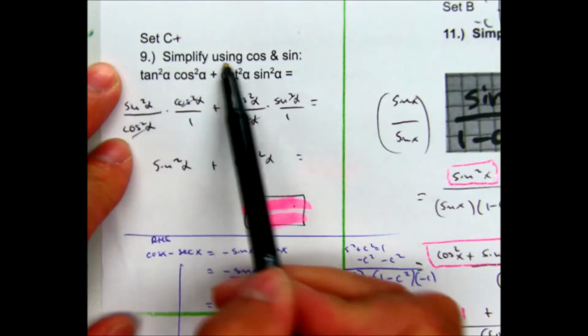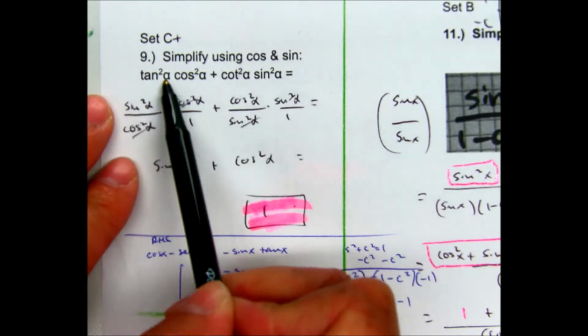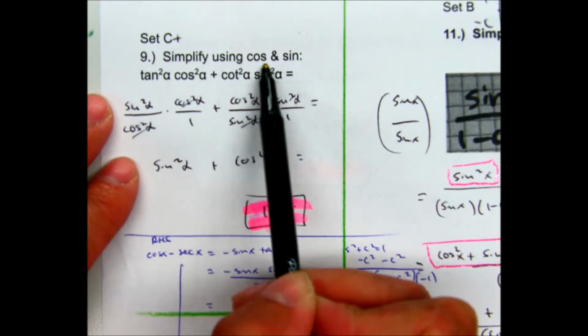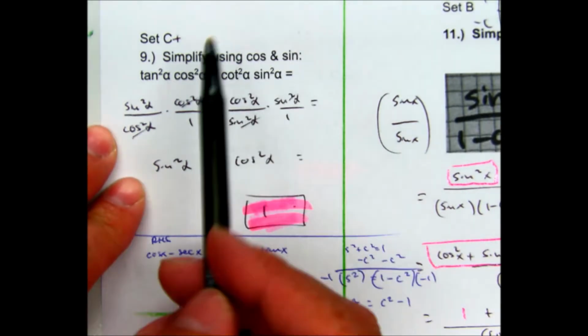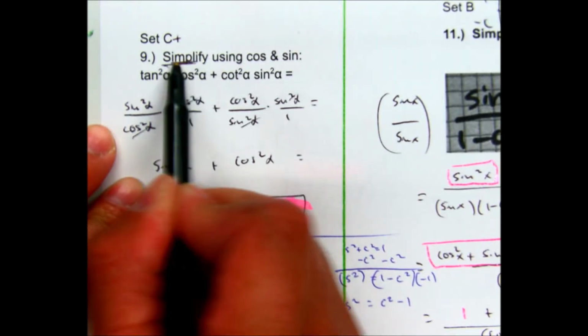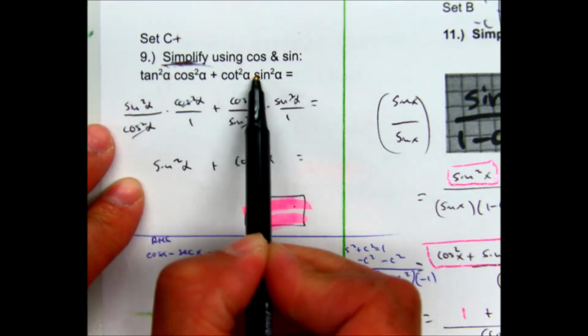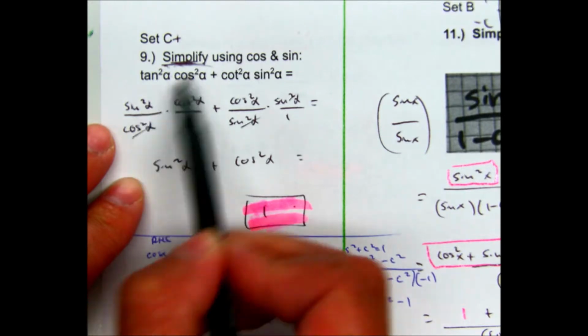Simplify using cosine and sine. Tangent squared alpha, cosine squared alpha, plus cotangent squared alpha, sine squared alpha. What is that equal to? Well, it doesn't tell you to solve, it just tells you to simplify. Remember, there's multiplication here and here, so tangent squared alpha tells you use sine and cosine.